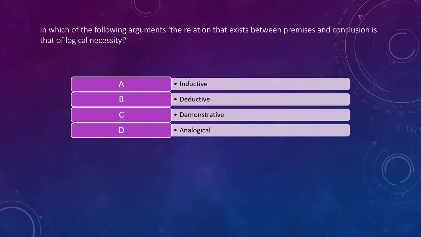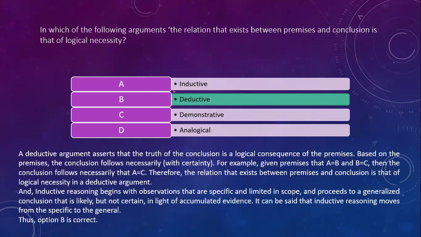In which of the following arguments is the relation that exists between premises and conclusion that of logical necessity? It is from universal to particular: deductive. A deductive argument asserts that the truth of the conclusion is a logical consequence of the premises. Based on the premises, the conclusion follows necessarily.